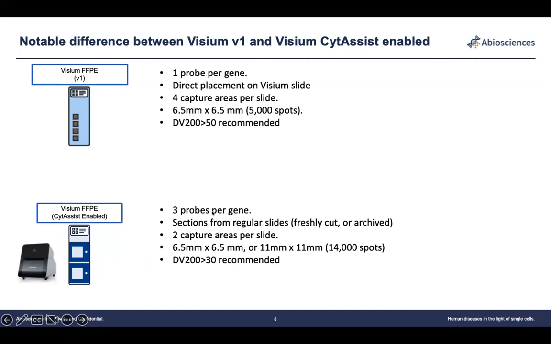There are more choices for CytAssist in terms of tissue size. We have the 6.5 by 6.5 millimeter or the 11 by 11 millimeter, which has many more spots, almost three times more than the 6.5 by 6.5. The DV200 recommendation is lower now with CytAssist. Now we can apply tissue that has a lower DV200, down to 30, whereas in V1, the recommended DV200 is 50.